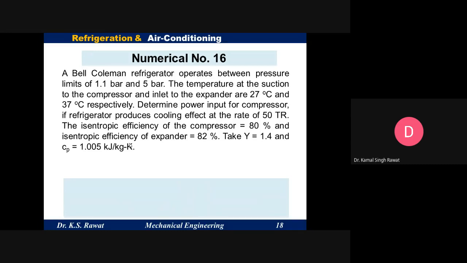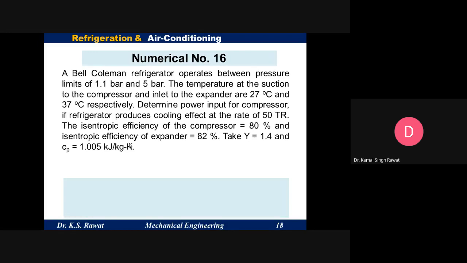The temperatures at the suction to the compressor and inlet to the expander are 27 degrees centigrade and 37 degrees centigrade. So inlet to the compressor means T1, and inlet to the expander or turbine means T3. So T1 and T3 are given. T1 is 27 degrees centigrade and T3 is 37 degrees centigrade respectively. Determine power input for the compressor if the refrigerator produces cooling effect at the rate of 50 TR.